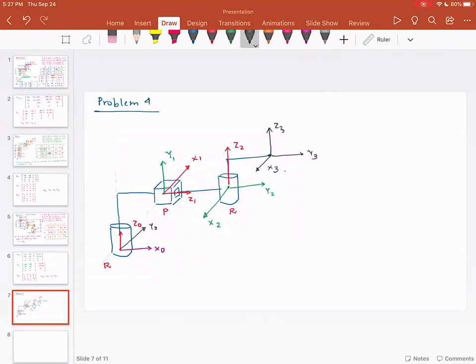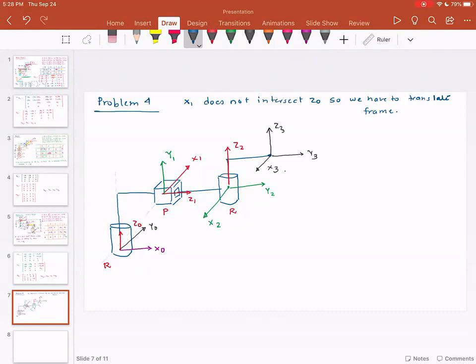Coordinate systems make sense? The only thing I will have to do, please note, and I need to write it down, is that X1 does not intersect Z0, so we have to translate the frame. Since X1 does not intersect with Z0, we will have to translate the frame.